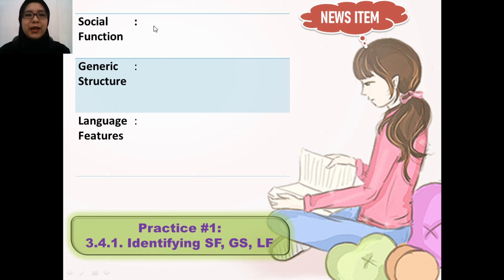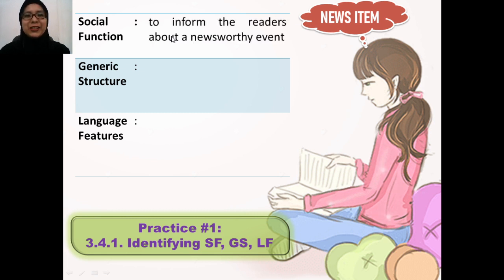To inform the readers, good, about a newsworthy event. And then number 2, generic structure. Let's go.